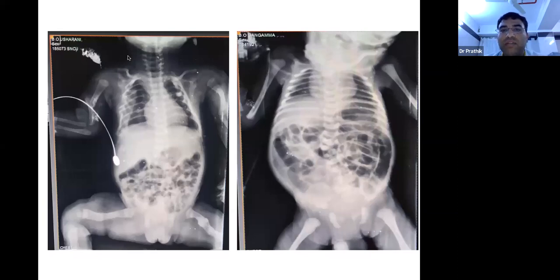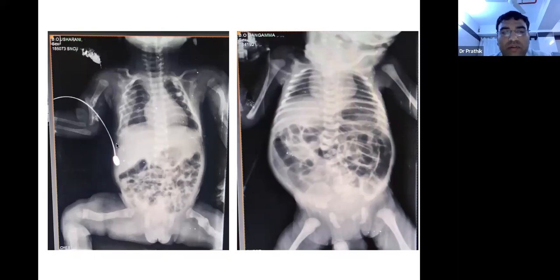Okay, let us concentrate on this X-ray. This baby presented on day 1 of life with abdominal distension and bilious vomiting at 18 hours of life. Okay, Hirschsprung's disease. Anything else? It was actually that the anal opening was not there. It was a case of imperforate anus.